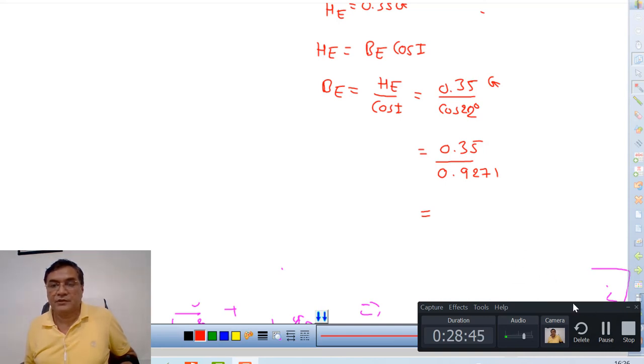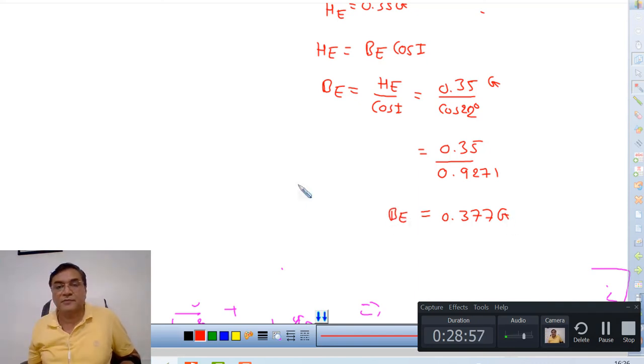So this comes out to be 0.377 Gauss. So this is the magnetic field BE, the earth's magnetic field. And you can also find ZE. So ZE is equal to BE sin 22 degree. And you can find BE also, ZE also. Okay.